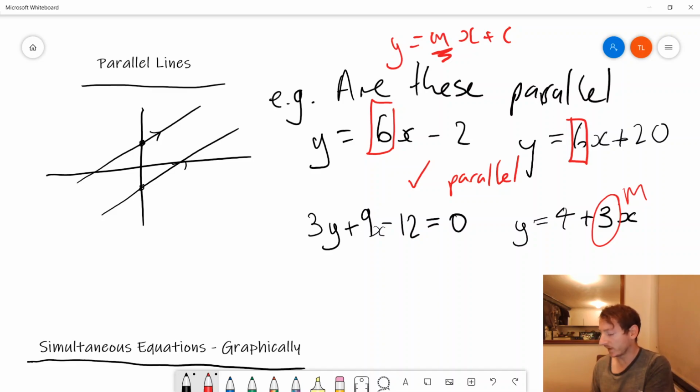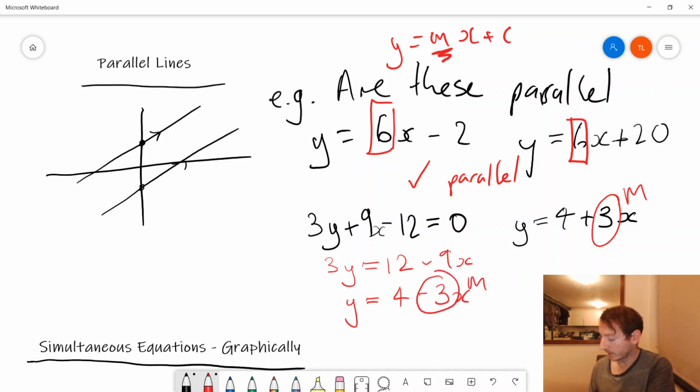This one here, though, is going to need some work. So let's add 12 to both sides and take 9x away. So 3y equals 12, because I've added 12 to this side. I'm going to take away 9x, and then I'm going to divide by 3. 12 divided by 3 is 4. Negative 9x divided by 3 is negative 3x. Now that one had 3. This one's got negative 3, so no, they aren't parallel. Those are going to go in different directions and overlap at some point.